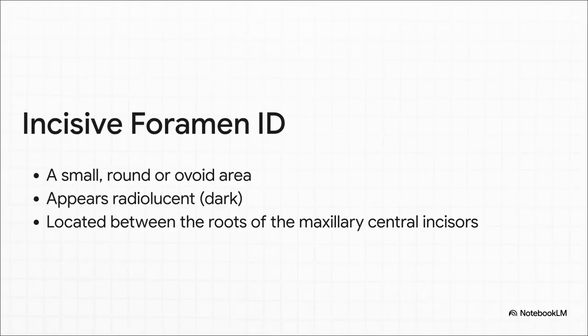So here's what you need to remember to spot it. It's a small, round, or oval-shaped radiolucent area, meaning it's dark. And its location is key. You will always find it right between the roots of those upper front teeth.